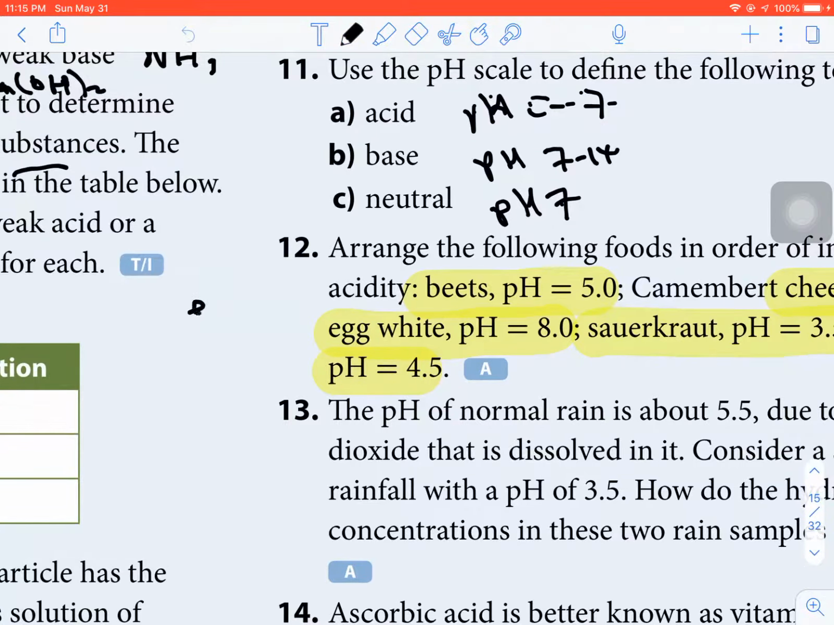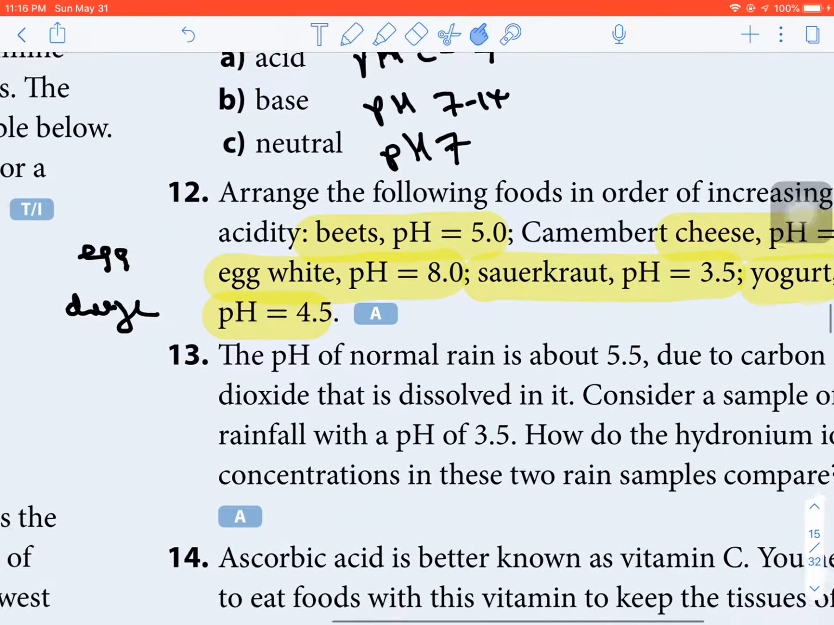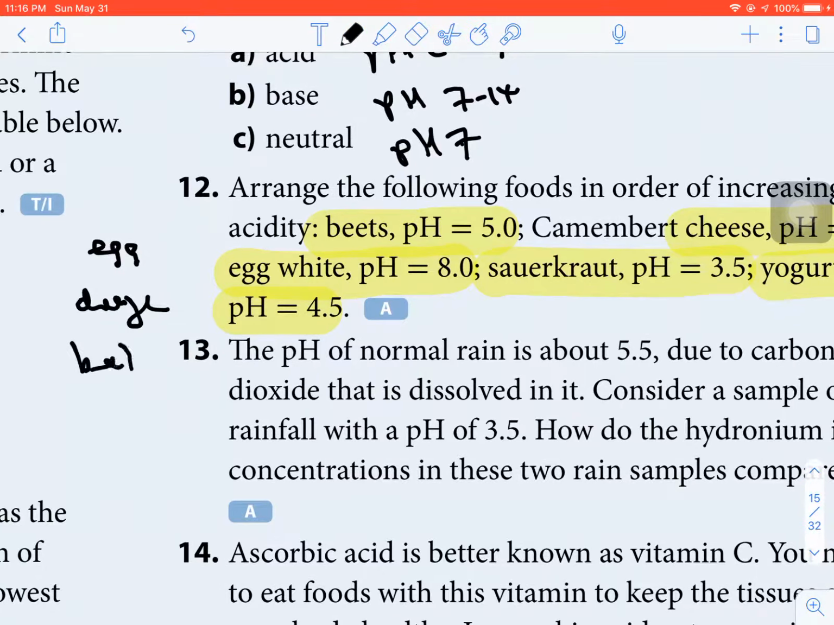So I'm going to start with my most basic one, which is the egg, which is 8. I'm going to move down to the cheese, which is 7.4. I'm going to move next to my beets, which are pH 5. The yogurt, which is pH 4.5. And then the sauerkraut, S-A-U-E-R, is the most acidic. Okay, so in order of increasing acidity, this is the highest at this end, this is the least at this end.